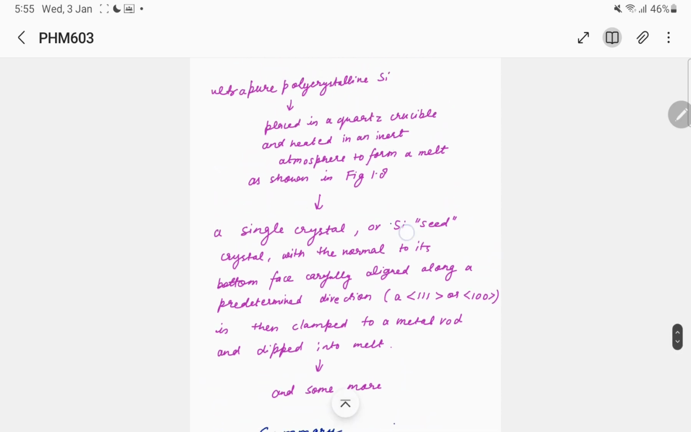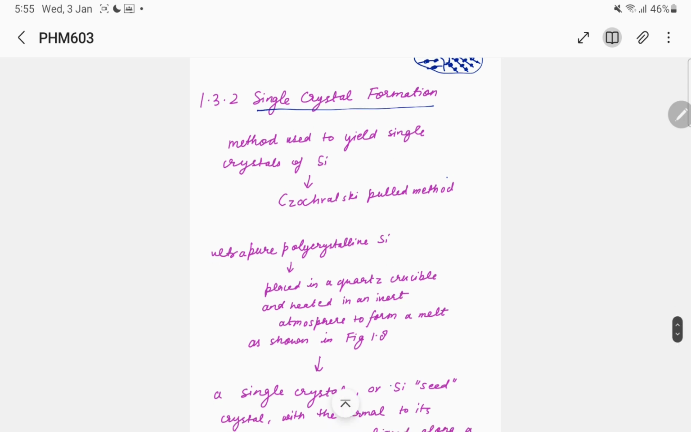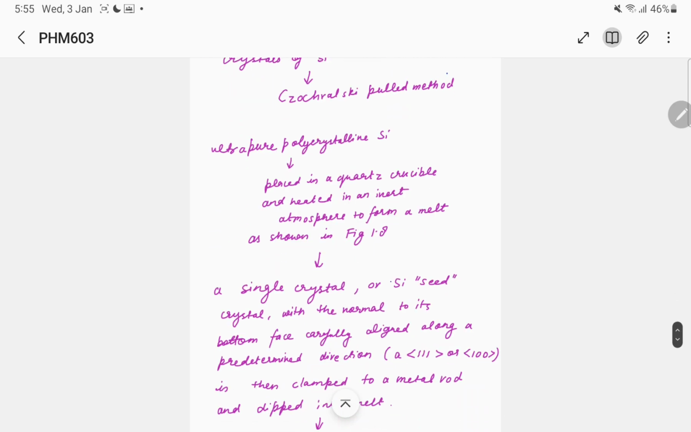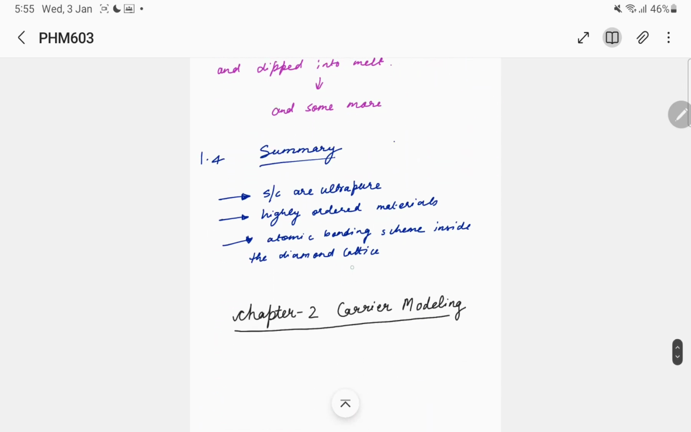And this whole process that they are talking about in the book, under the topic single crystal formation, happens in huge, very clean labs, and those are very expensive labs.